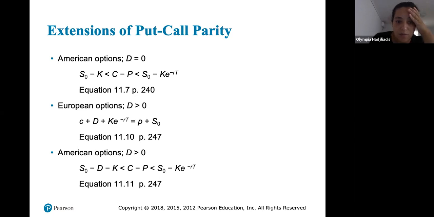For European options, the put-call parity is that C plus D plus K e to the minus RT is equal to P plus S0. And the extension to American options, when there is a dividend greater than 0, is that C minus P is now greater than S0 minus D minus K and less than S0 minus K e to the minus RT.